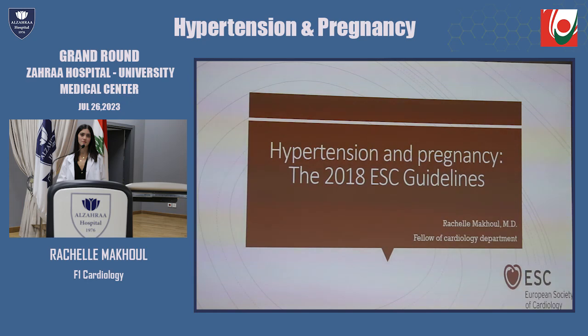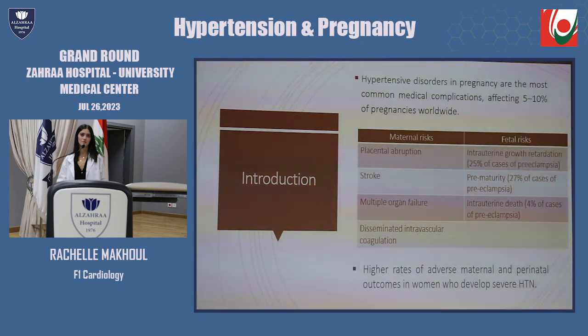So today I will be presenting hypertension and pregnancy according to the European Society of Cardiology Guidelines. Hypertensive disorders in pregnancy are the most common medical complications affecting 5 to 10% of pregnancies worldwide. Hypertension has a negative effect on the mother and the fetus. One of the most common maternal risks of hypertensive disorders are abruption, stroke, DIC, and multi-organ failure. And most common fetal risks are intrauterine growth retardation and, in up to 25% of cases of preeclampsia, prematurity and death.